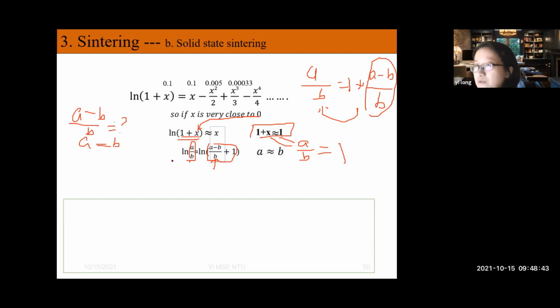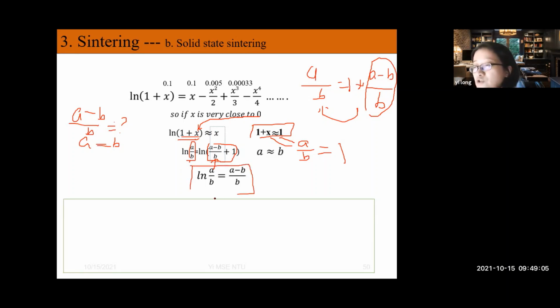Then we can quickly have norm a over b equal to a minus b over b. Are you following me? If you have a problem, no worry. In the tutorial I'm going to explain again, because this is a very common practice for material scientists to do the math manipulation here. So let's continue. This is the conclusion already, right?